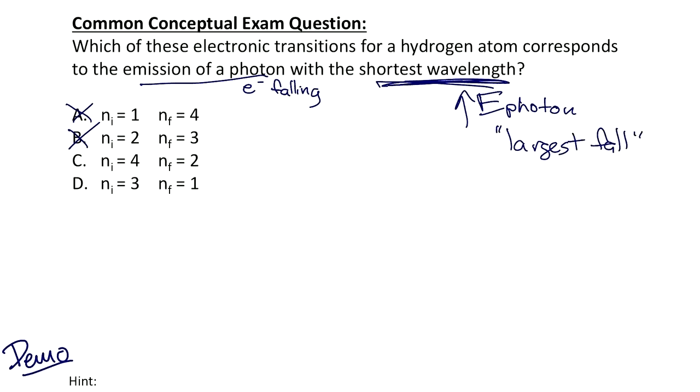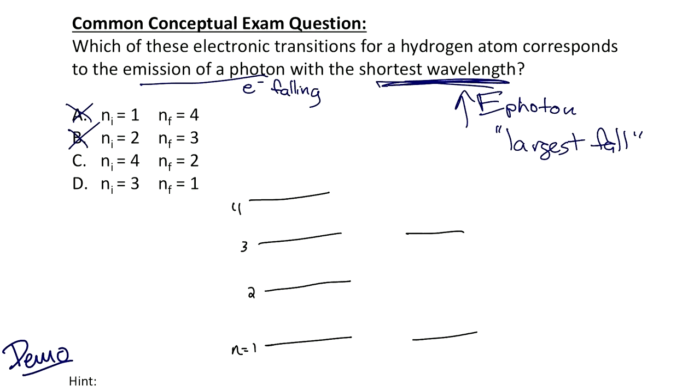Largest fall. Okay, so that means now I need to draw an appropriately spaced energy diagram. So I'm going to draw 2, and you tell me which one's appropriately spaced. So this is n equals 1, 2, 3, 4, or 1, 2, 3, 4. Which one's appropriately spaced? The first one or the second one? The second one, yes. And also, the reason is, you can't answer the question if it's the first one.